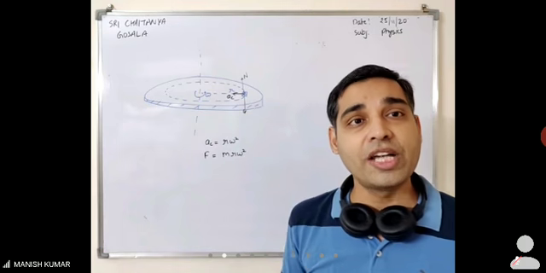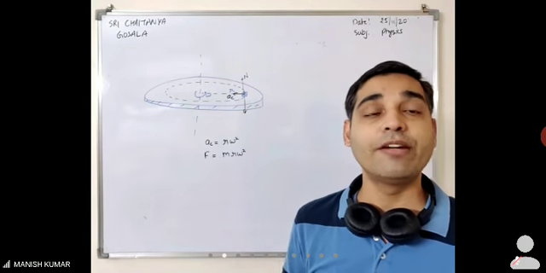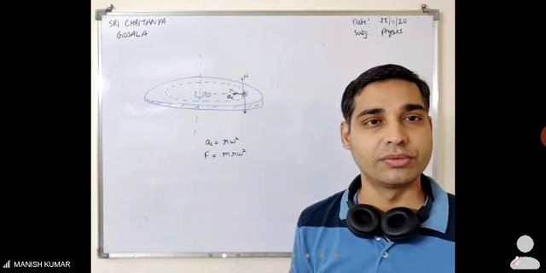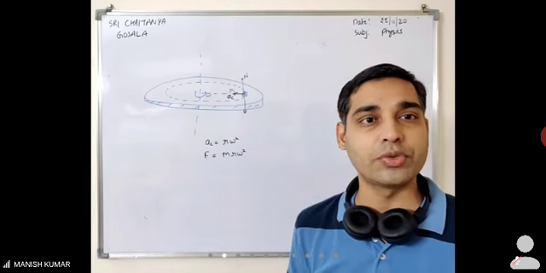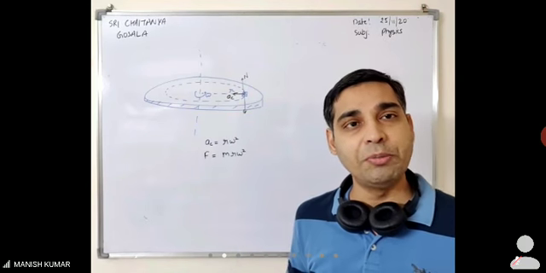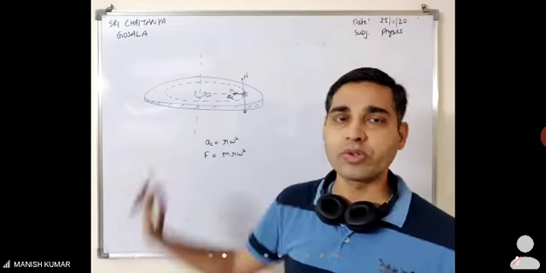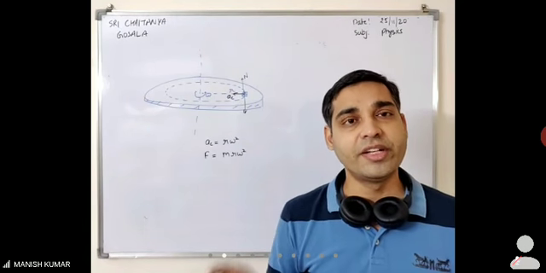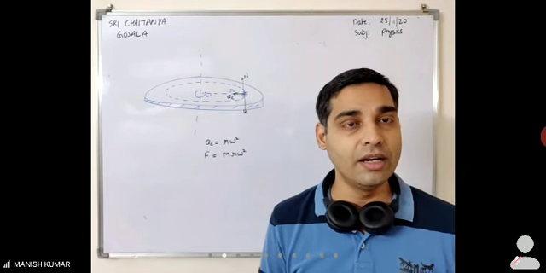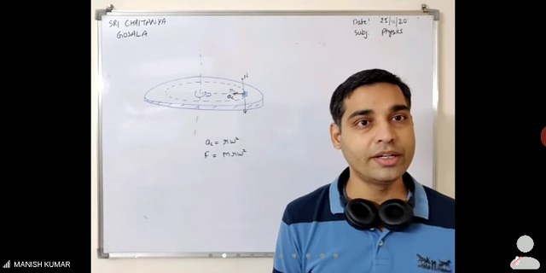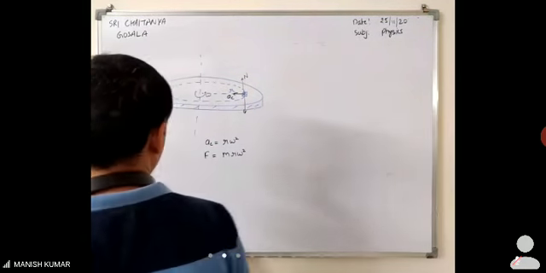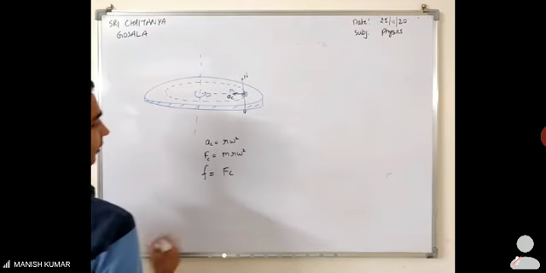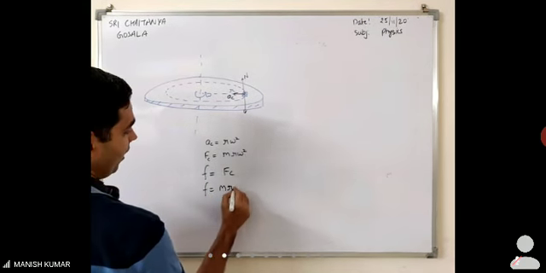I'm not saying friction and centripetal force are both acting. I'm saying friction is providing the centripetal force. Do you understand the difference between these two statements? Generally people say, oh, friction is also acting and centripetal is also acting. No. It's only friction which is acting and which is providing the centripetal force. Do you get the point? So friction is providing the centripetal force here. So friction must be equal to m r omega square.